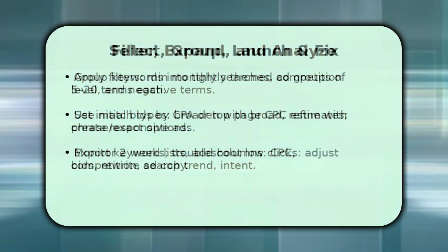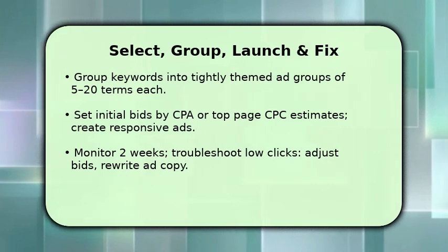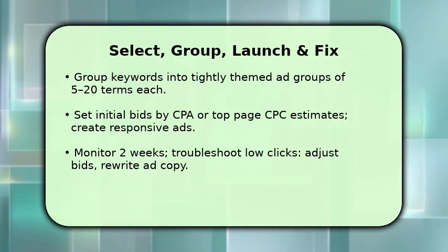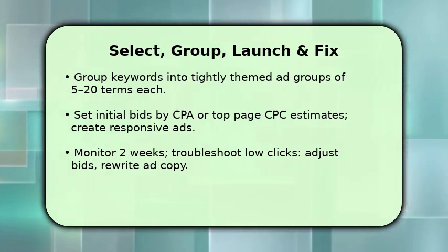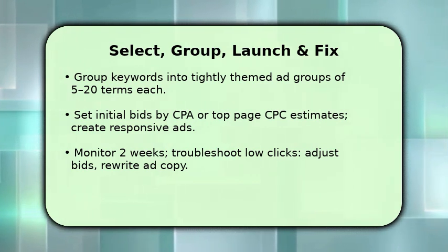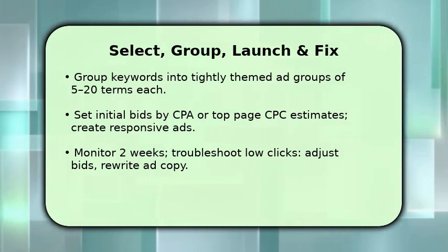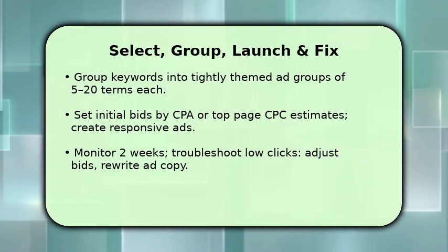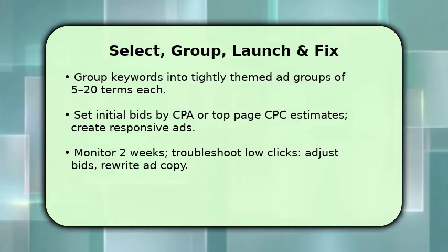You finalize by selecting top priority keywords and grouping them into tight ad groups, each focused on a single theme so quality score improves. Once grouped, set initial bids using either target CPA or top page CPC estimates and craft responsive search ads with headlines tied to keyword intent. Launch the campaign and monitor performance for 2 weeks.